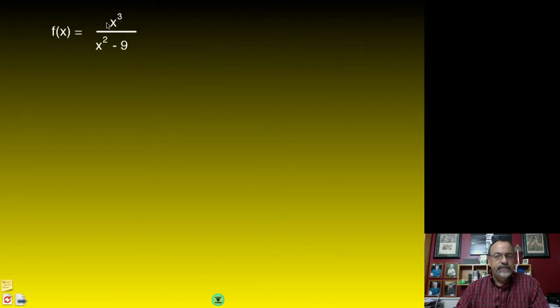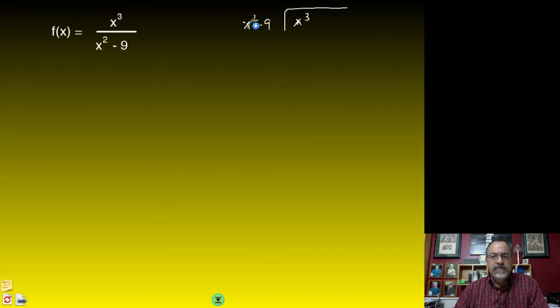Next page. Here's an example where the numerator degree is 3, the denominator degree is 2, which means the end behavior asymptote is not horizontal. So what is it? The way to determine that is to actually do this division problem. Now, I cannot use synthetic division because this is not a linear factor. So what I need to do is actually divide x cubed by x squared minus 9.